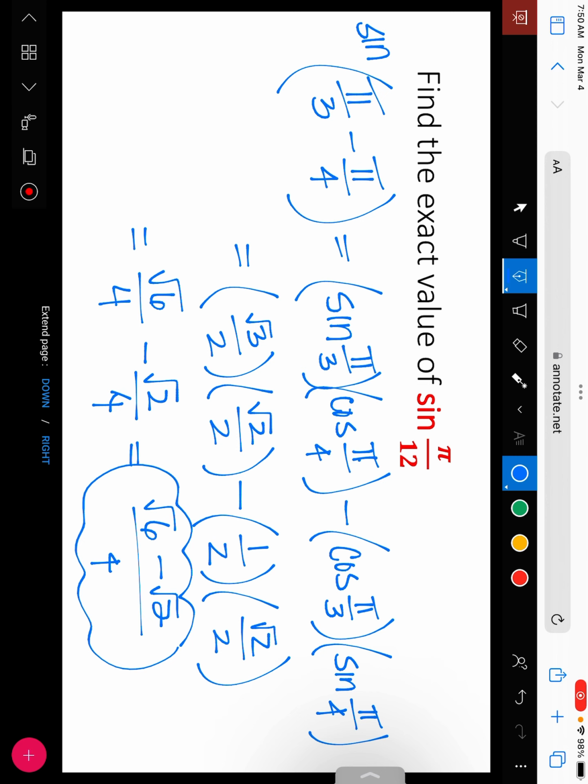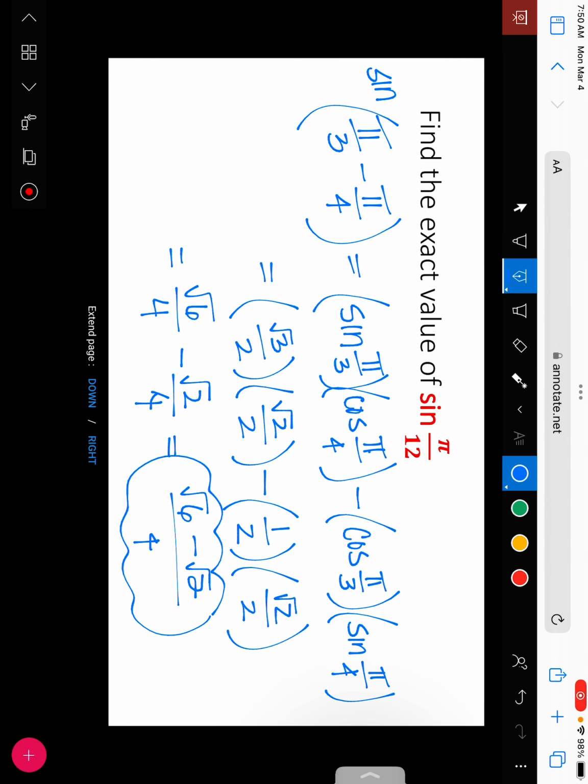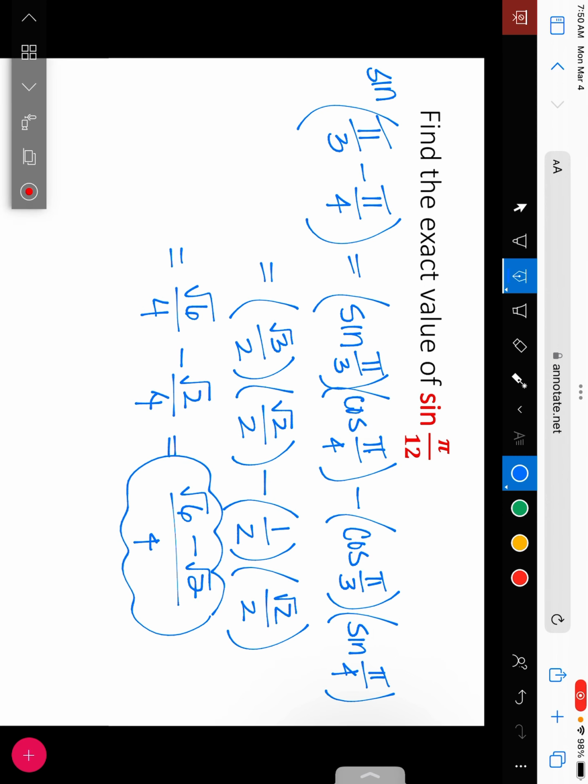Okay, so who had this as their answer? Now, you could have also ended up with negative root 2 plus root 6 over 4. Either one of those would be right. So I'll give you a minute to look at that. Compare your answers. Who had that?